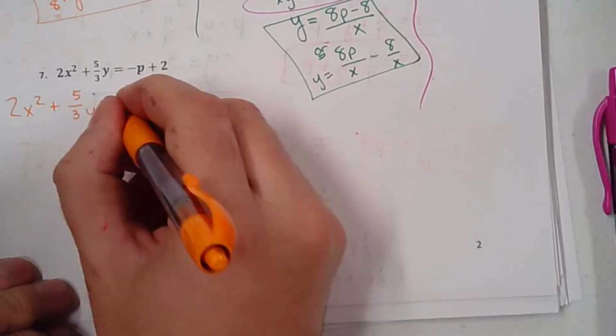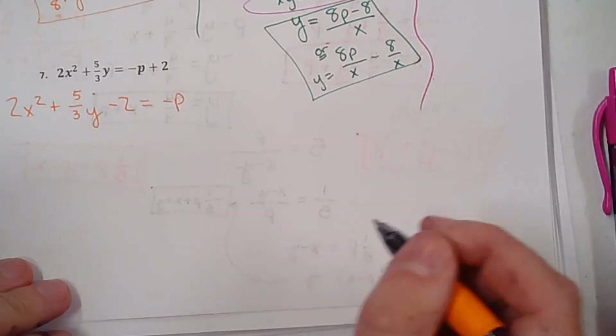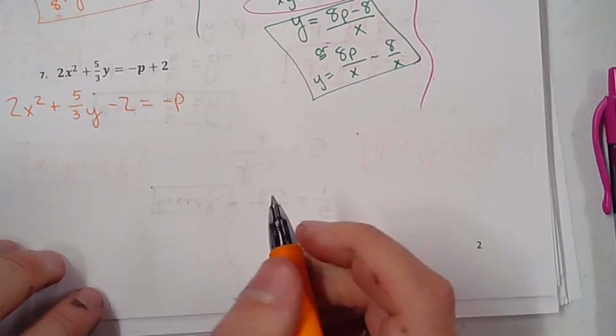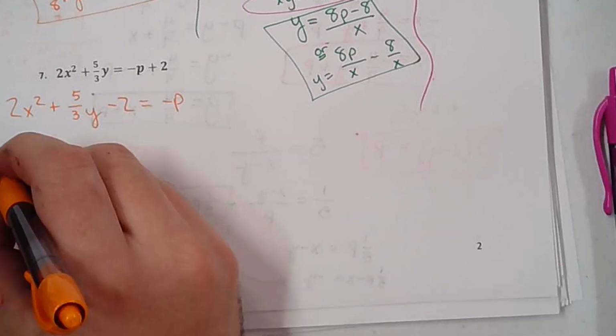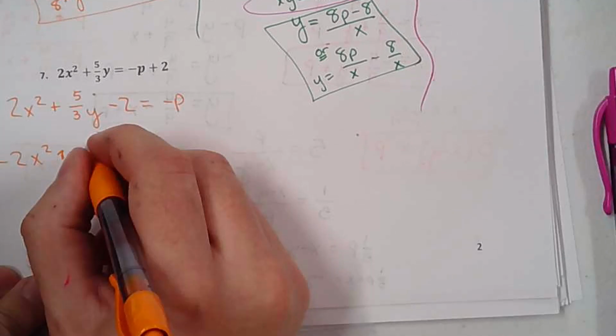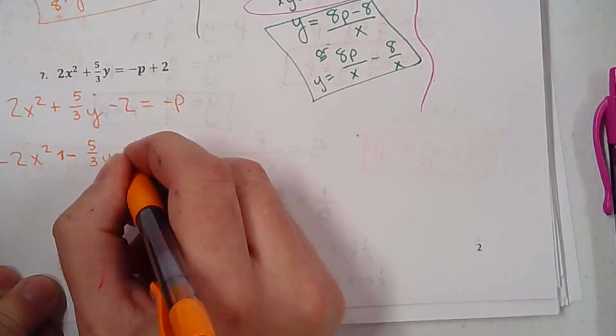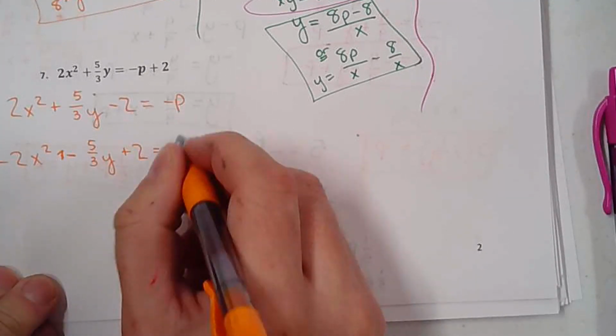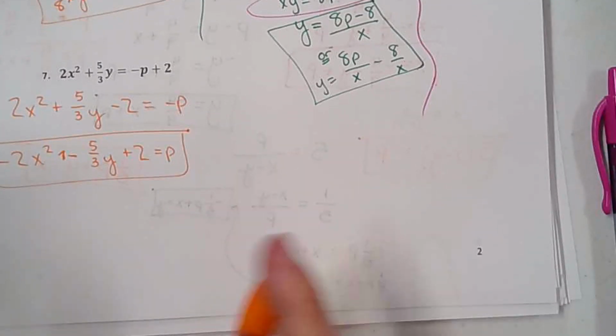5/3 y, we're subtracting 2. We have a negative p here, which means we flip all the signs, right? Division, or dividing by a negative. -1 changes all the signs. So negative 2x squared minus, change the sign, Mr. Mac, 5/3 y, positive 2 equals p. So that's p.